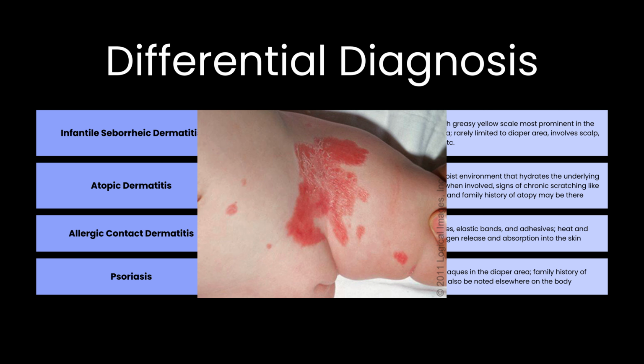Psoriasis can appear at any age and may initially develop in the diaper area. It usually presents with sharply demarcated erythematous scaly papules and plaques in the diaper area. Significant scaling may be lacking in involved areas in the diaper region due to the presence of maceration and moisture beneath the diaper. There may be a family history of psoriasis, and erythematous plaques with scale may also be noted elsewhere on the body.